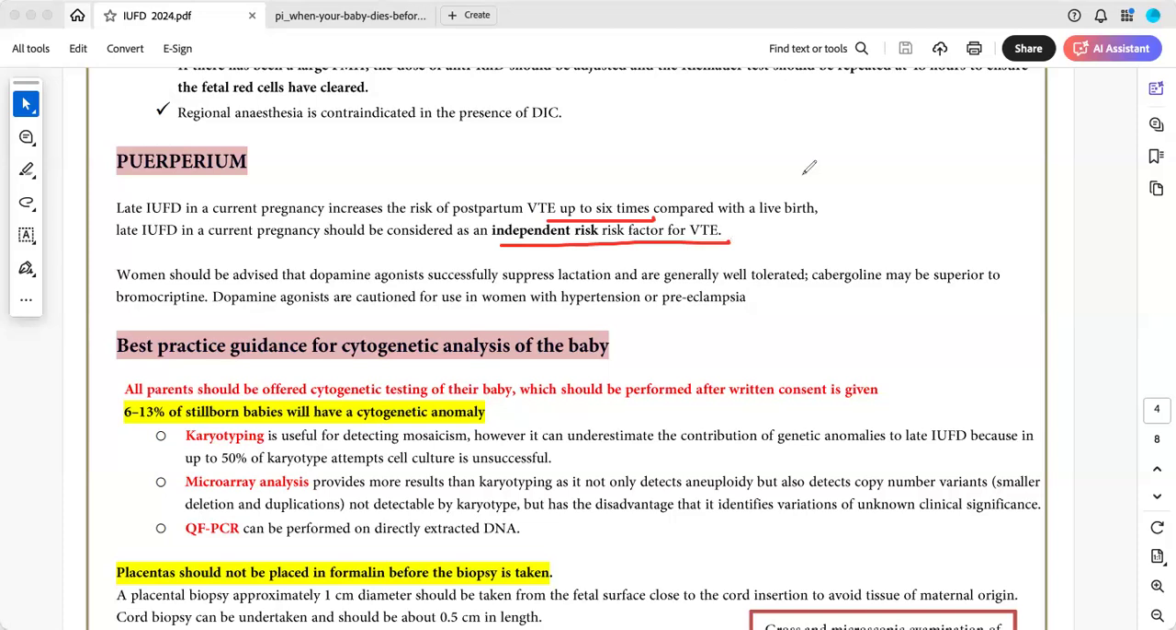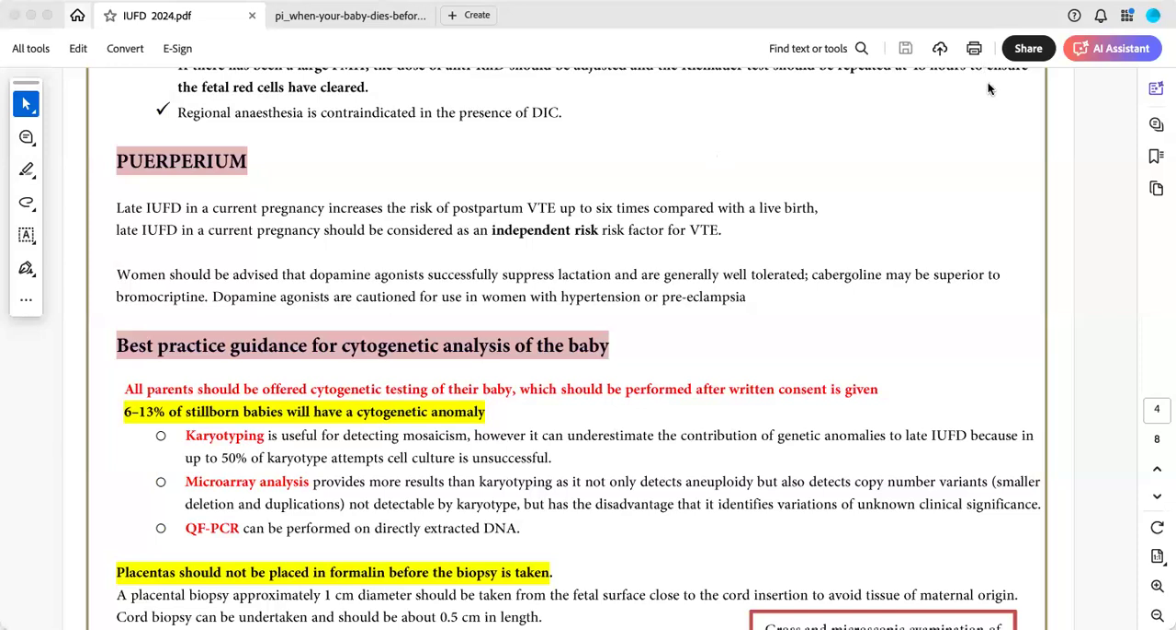Okay, friends, so please be careful, because in the postpartum period the VTE risk assessment is very important, right? Of course, after ruling out any DIC, the VTE risk assessment should be done. You count the IUFD as an independent risk factor, and the woman should be advised about dopamine agonists for the suppression of lactation. Dopamine agonists successfully suppress lactation and are generally well tolerated.